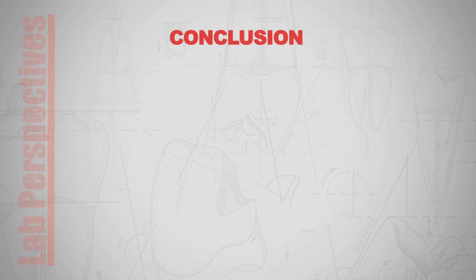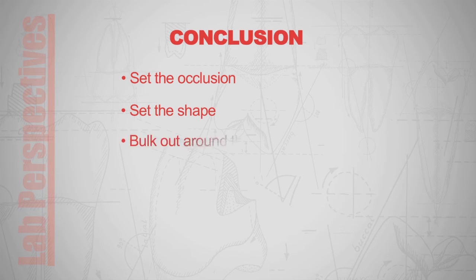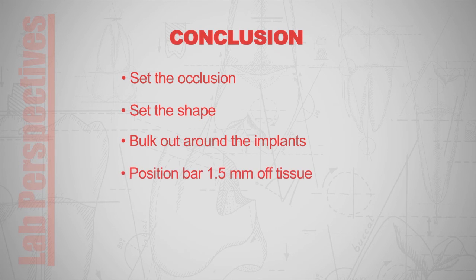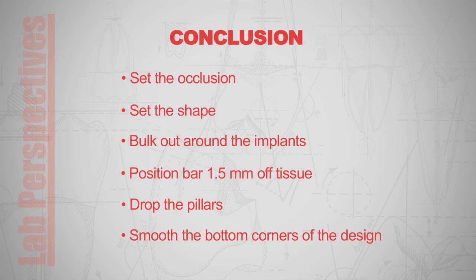To ensure a solid outcome, you must first set the occlusion. Second, set the shape. Third, bulk out around the implants. Fourth, position the bar 1.5 millimeters off of the tissue. Fifth, drop the pillars. And lastly, smooth the bottom corners of the design. As you get more comfortable with the design software, each case will be easier than the last.